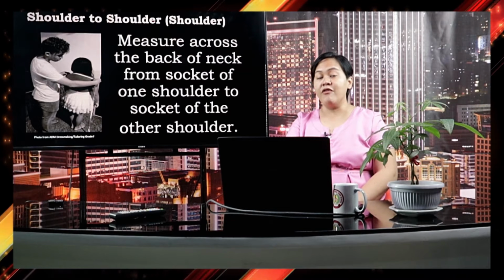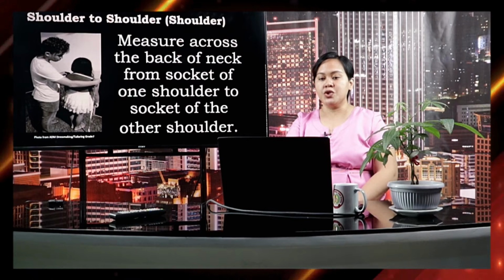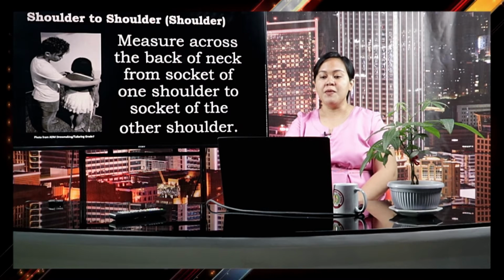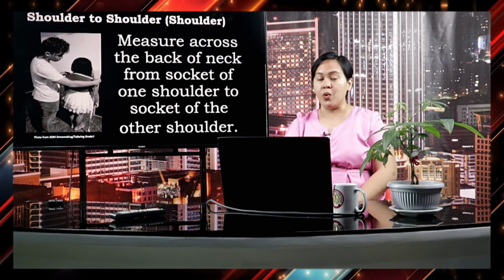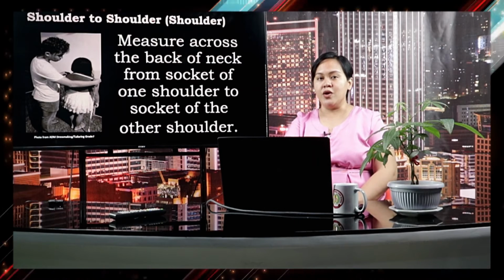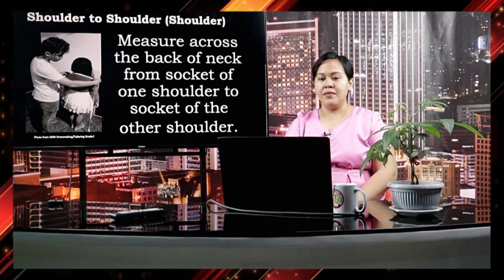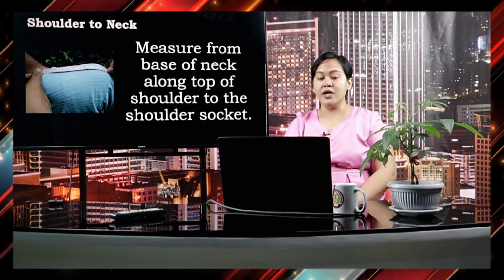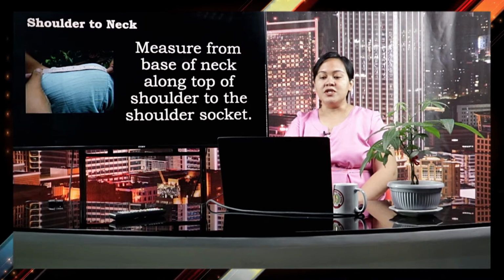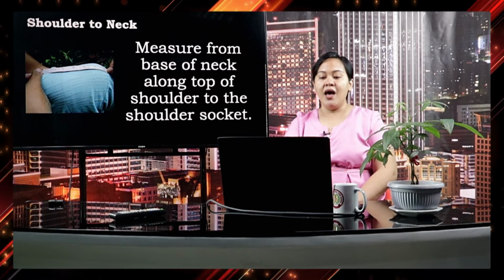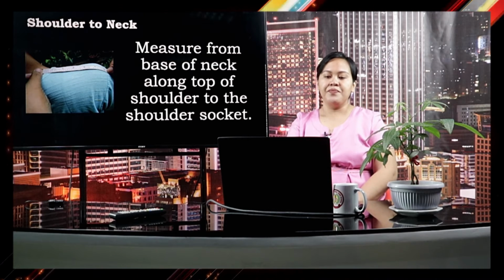First example of horizontal measurement is shoulder to shoulder, which is measured across the back of the neck from socket of one shoulder to socket of the other shoulder. Next example of horizontal measurement is shoulder to neck, which is measured from the base of neck along top of shoulder to the shoulder socket.